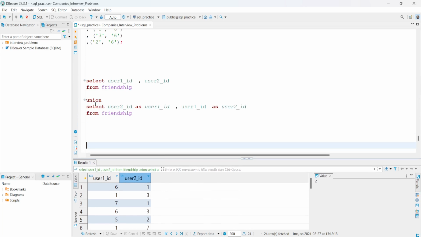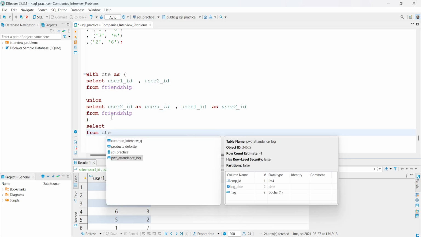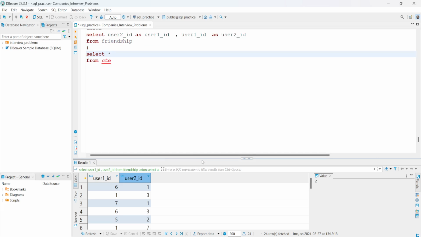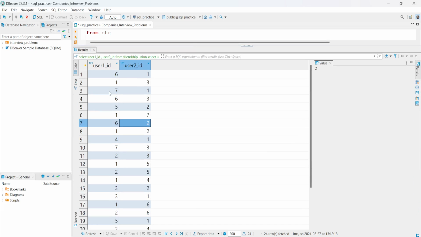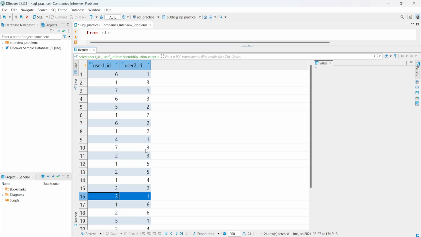Now let me put these in a CTE with CD as, and we can write select star from CD. I think till this point it is clear. We have generated all possible friendships. Basically, when one is saying I'm a friend of three, then we should have one more record where three is also saying I'm a friend of one. Till this point we have done, right?